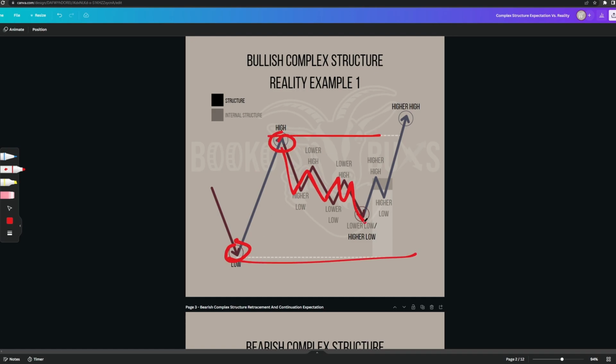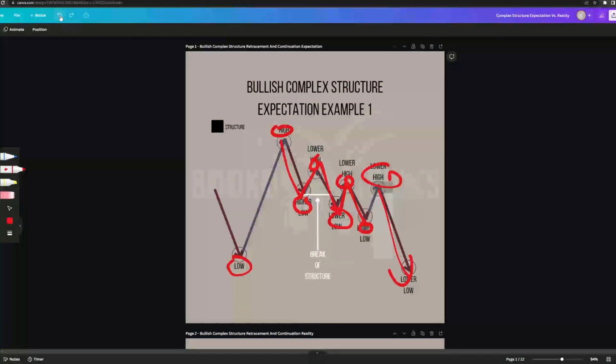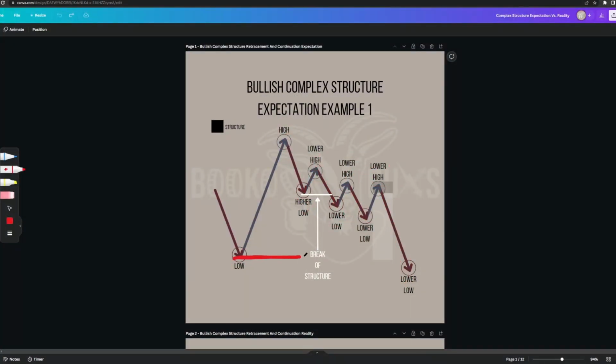Price was just given a complex retracement, and they thought price would drop, but in reality, price went to the upside. So to draw it here for you guys too, price was in the range. All these points are internal structure points. They were never true structure points. So when they see this break, they fail to realize that price is still within this low to high.